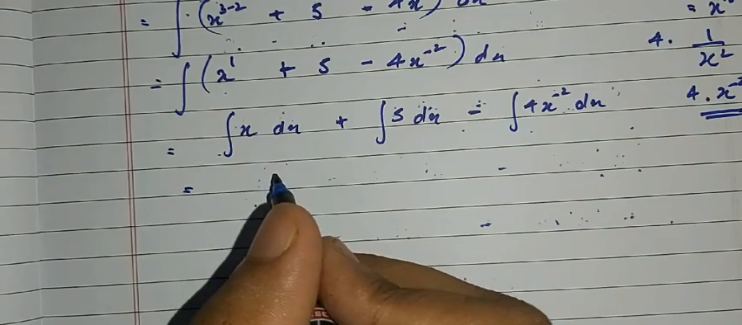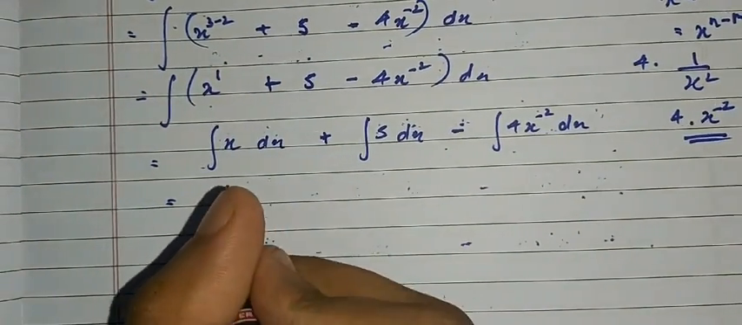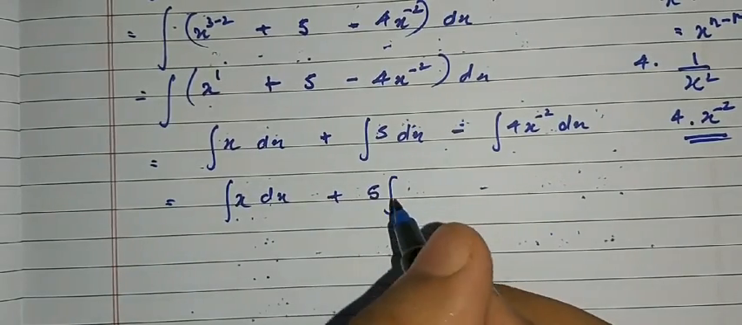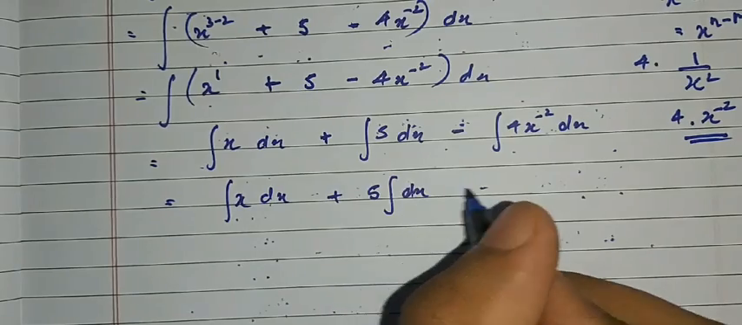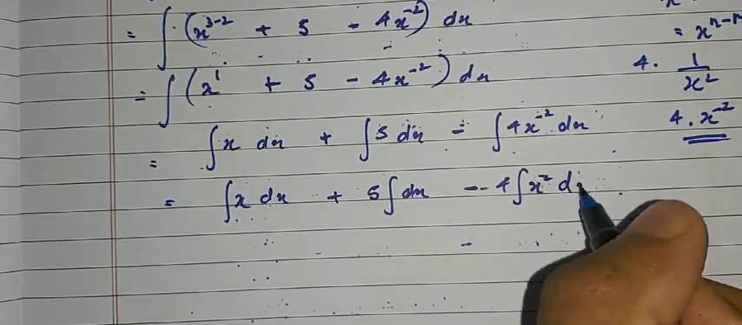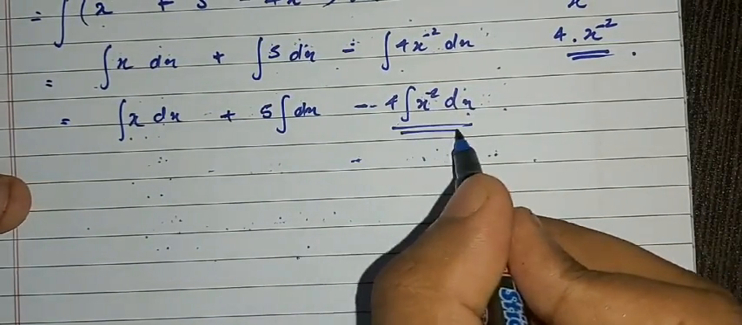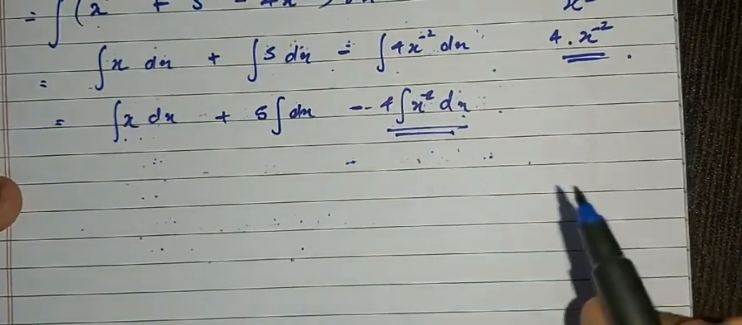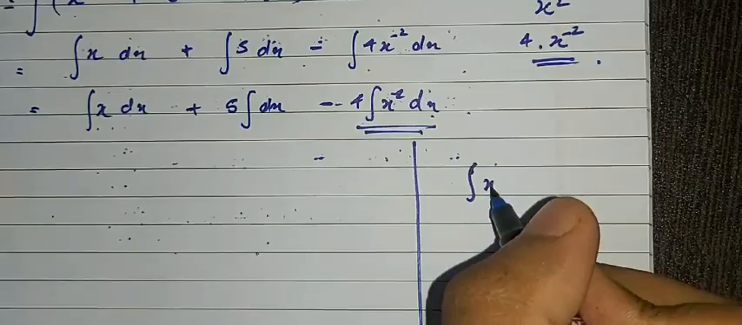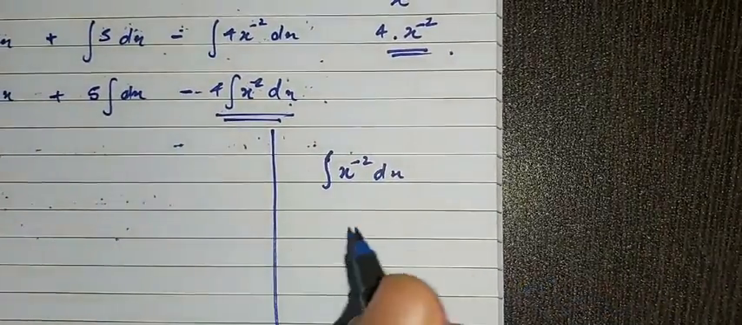Now we can take this 5 and this 4 outside because they are constants. So integral of x dx plus 5 into integral of dx minus 4 into integral of x raised to minus 2 dx. Now you look carefully into this part. Let us do this separately. So x raised to minus 2 dx.